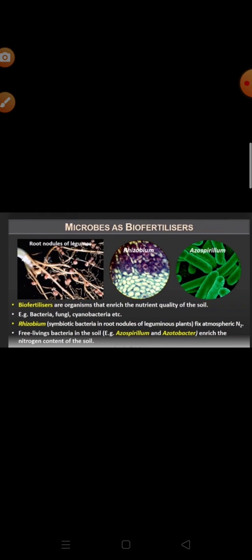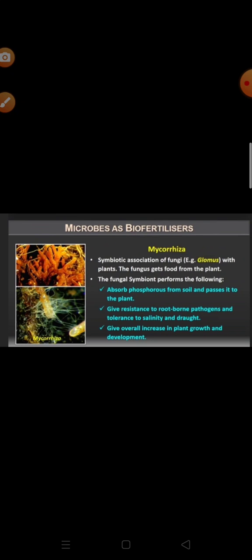Biofertilizers, what are these? These are the microorganisms which enrich the nutrient quality of the soil. Nutrient quality means nitrogen, phosphorus, potassium. Bacteria, fungi and cyanobacteria are the three main sources of biofertilizers. Rhizobium, Azospirillum, then Azotobacter, these are the bacteria which are used as biofertilizers.